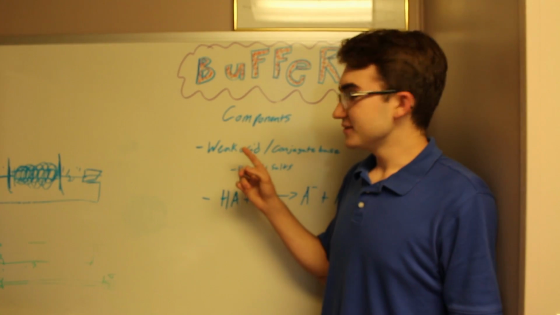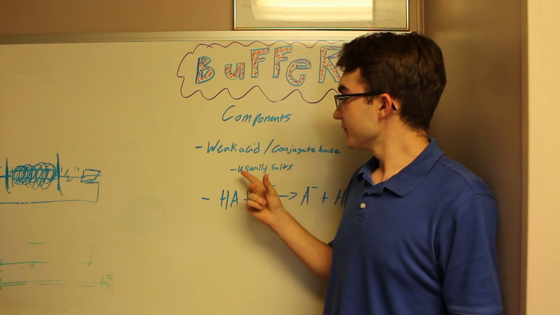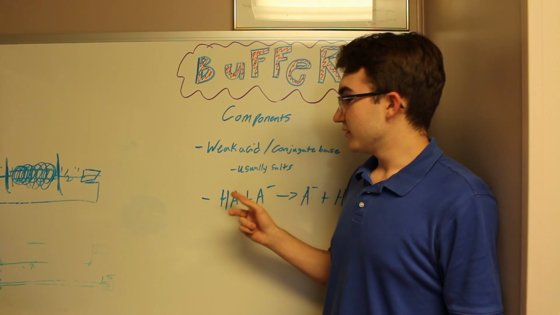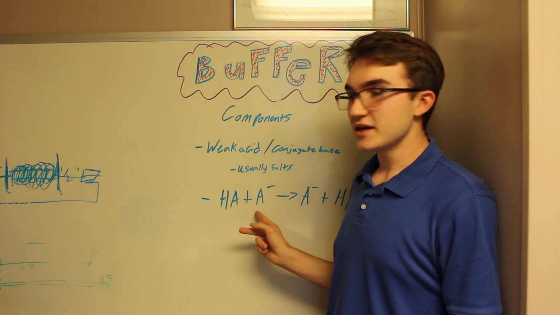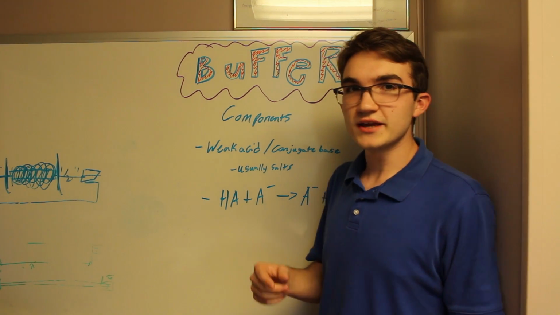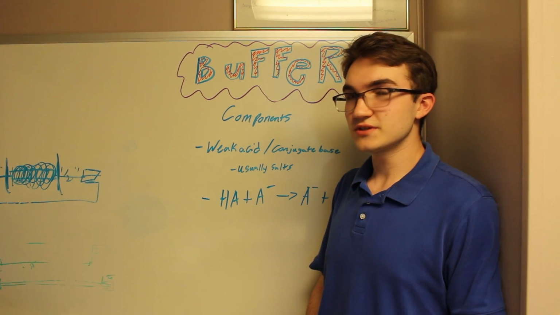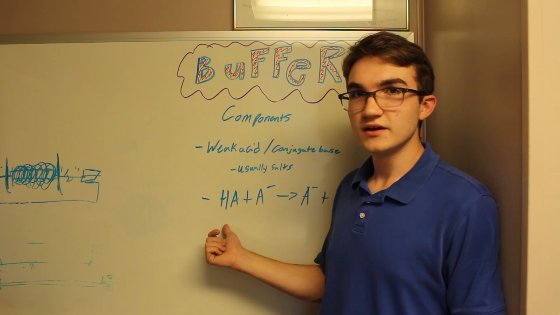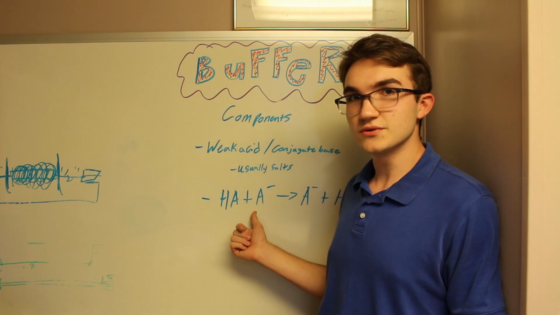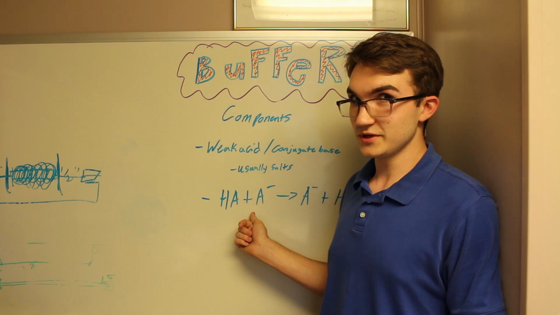Components of a buffered solution include a weak acid and a conjugate base to go along with it, and water. Usually the base is a salt, with the common reaction HA plus A minus yields A minus plus HA. This is because a weak acid does not usually dissociate in water, which means that the hydrogen proton on the acid will not come off. And also, the conjugate base will not dissociate in water because it will not remove a proton from the water molecule, H2O, because it is weak.